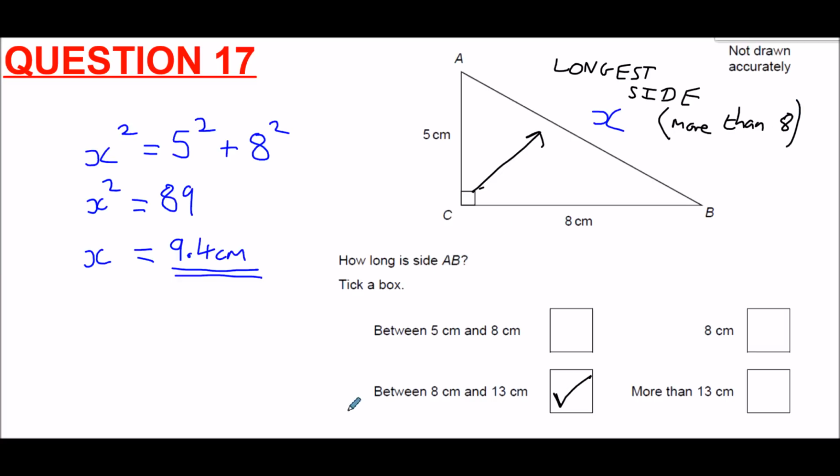So if it were a case of ticking a box and going for your best guess, you definitely wouldn't be saying it's between 5 and 8. It's got to be bigger than that. And it can't be 8, because as I've said, it's got to be more than 8. So by process of elimination, you could definitely eliminate the top two boxes and be thinking it's got to be either this one, between 8 and 13, or more than 13. So that's just a way of thinking it through, so you can give yourself a better chance of guessing the right answer in a worst case scenario.